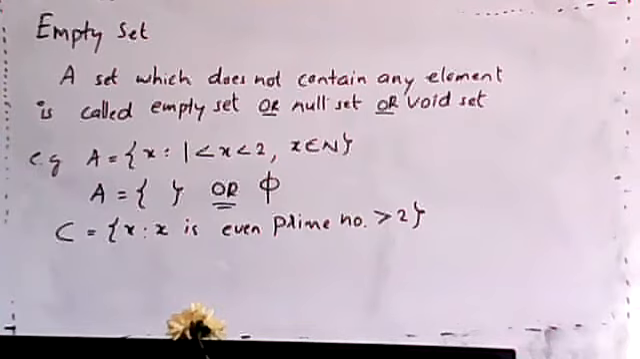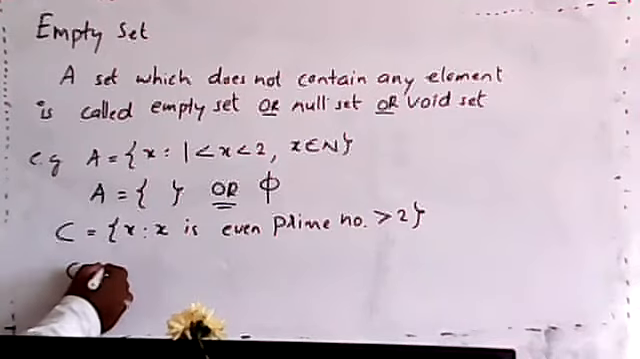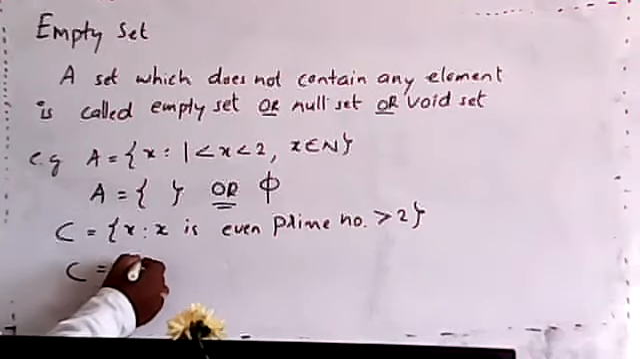We're asking here, there must be an even prime number, and it should be even. That must be even, and should be greater than 2. Is it possible to get such a prime number which is even and must be greater than 2? No, right? Not possible. So there is no such prime number which is even and greater than 2. Therefore, here the set C is a null set.